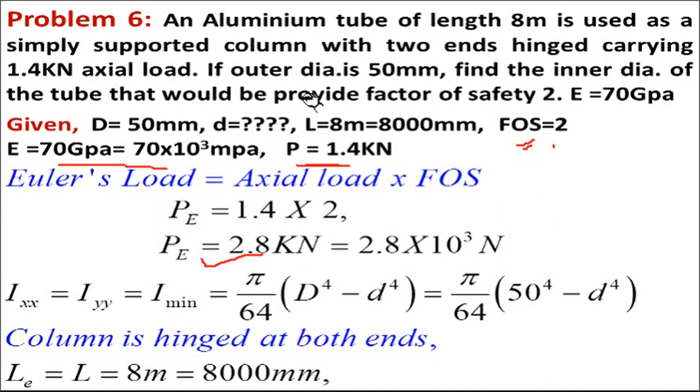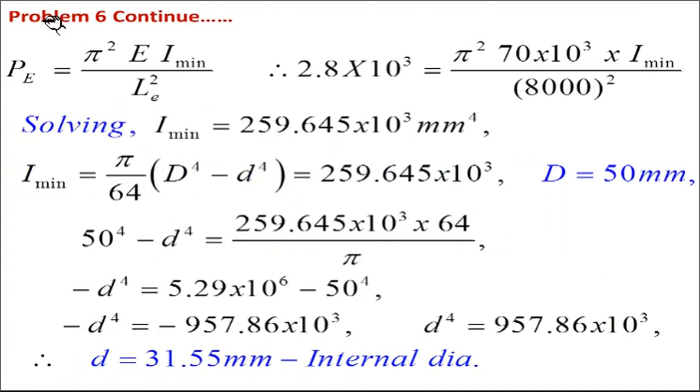So what is given here? Outer diameter is 50 mm, find the inner diameter. Means it is a hollow circular column, pi by 64, capital D raised to 4 minus small d raised to 4. So here pi by 64, capital D is 50 raised to 4 minus small d raised to 4, and length is 8000 mm as both ends are hinged. So L is equal to L itself. Now using Euler's formula.